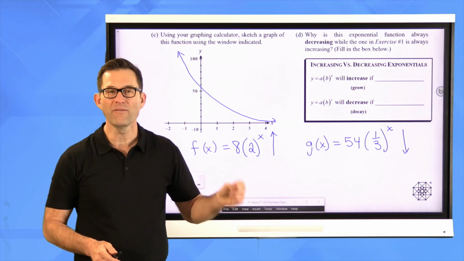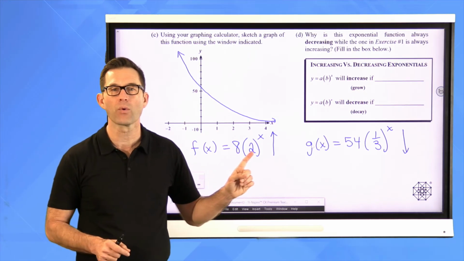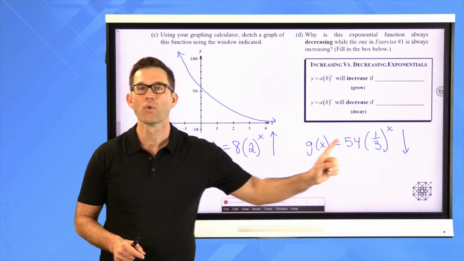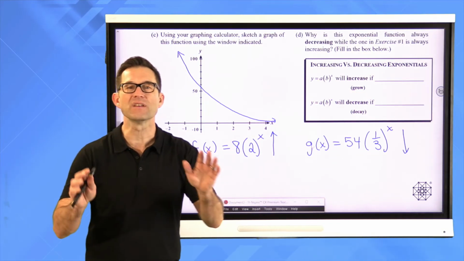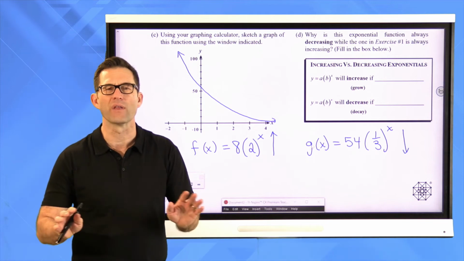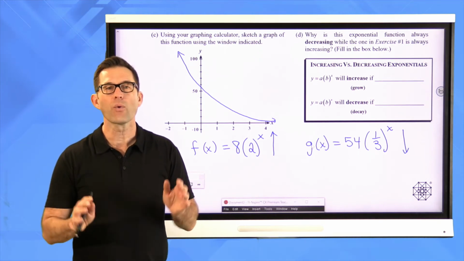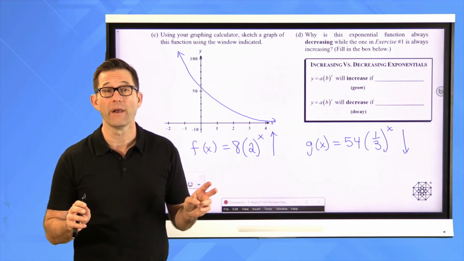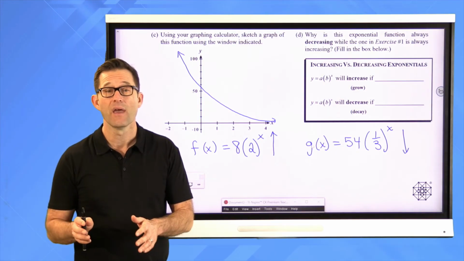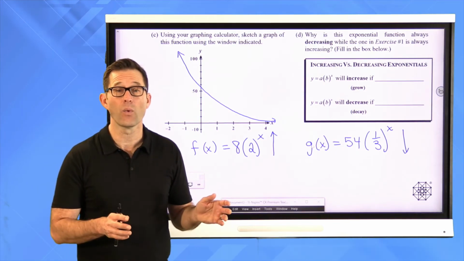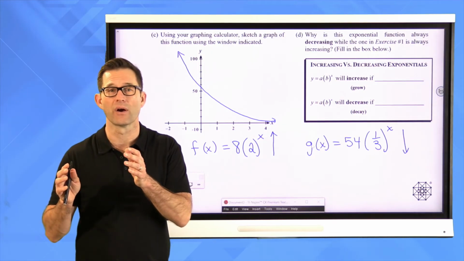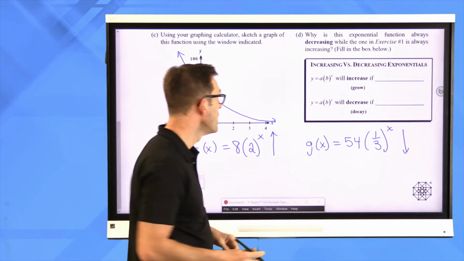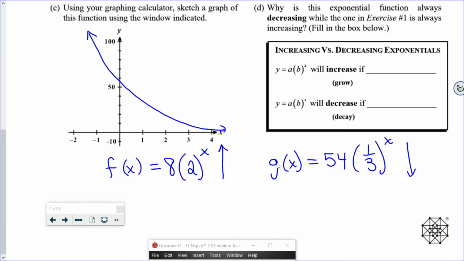All right, well, the plain fact is it's all about whether or not the number that we're multiplying by is greater than 1 or less than 1. And that was exactly what we had in the first 2 lessons of this unit. Whenever our common ratio or our multiplying factor was greater than 1, our geometric sequence increased. And whenever our multiplying factor was less than 1, our geometric sequence decreased. So that's it. y equals a times b to the x will increase or grow if the base is greater than 1, and it will decrease if the base is less than 1.